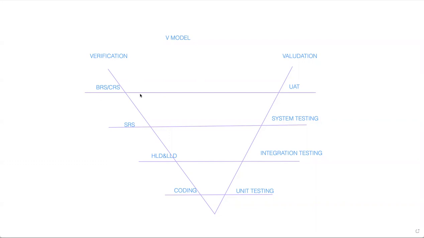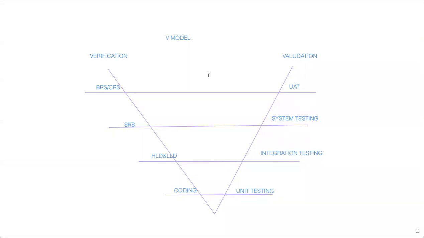Okay, what is this and how will we use it? Here, one side, if you see, is completely the verification cell, and the other side is the validation cell. So this is also called the VV model, verification validation model, or simply we can call it the V model.